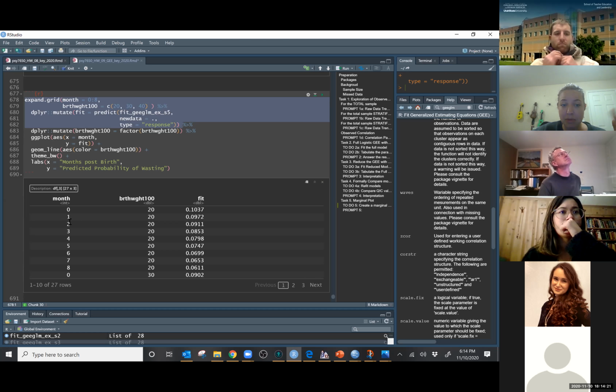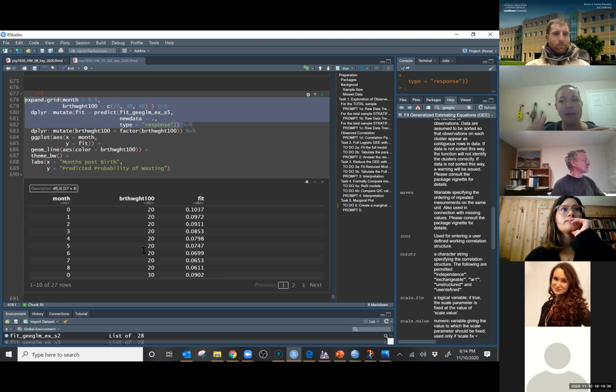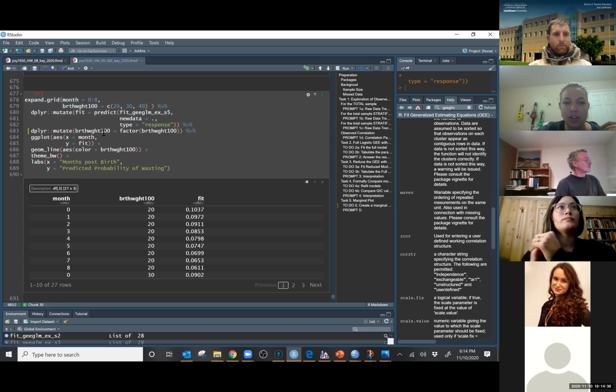Now month, I want to be my x-axis, but I want a different line for each of these birth weights I picked out. And because I want to make lines by birth weight, I need this birth weight variable to be a factor. So I had to add in a step where I took the birth weight and made a factor version of itself, because I'm only plotting these 3 specific values of birth weight, 20, 30, 40.